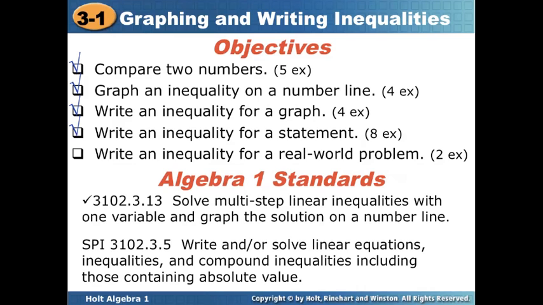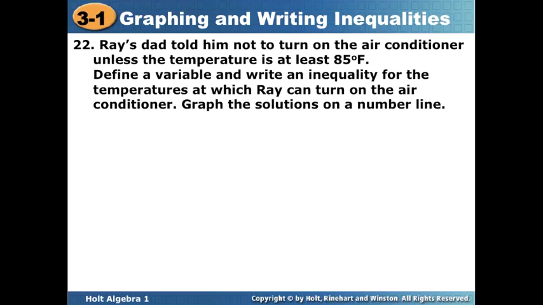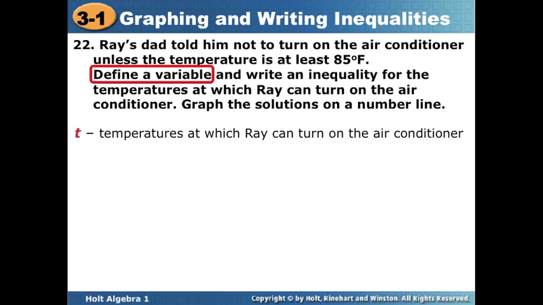We will now write an inequality for a real-world problem. Example 22. Ray's dad told him not to turn on the air conditioner unless the temperature is at least 85 degrees Fahrenheit. Define a variable and write an inequality for the temperatures at which Ray can turn on the air conditioner. We're going to graph the solutions on a number line. So when we define a variable, we're going to choose T for temperatures at which Ray can turn on the air conditioner.